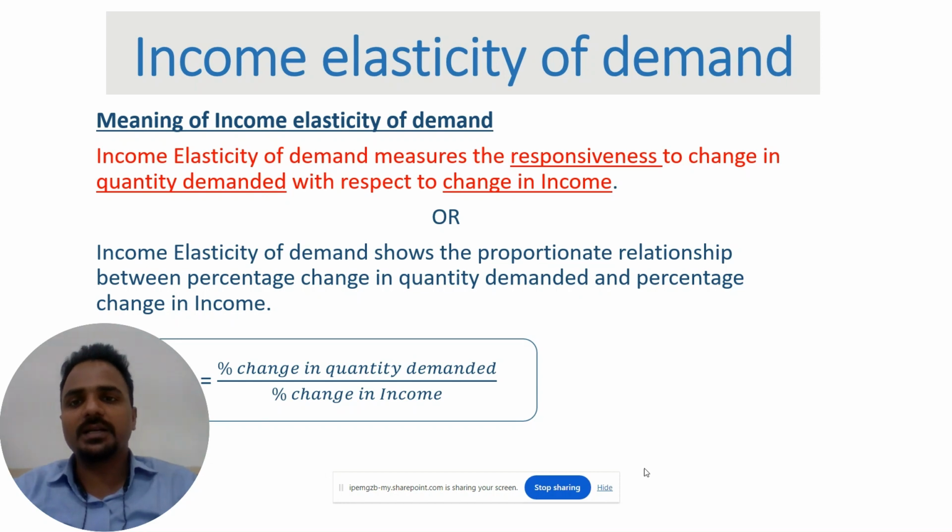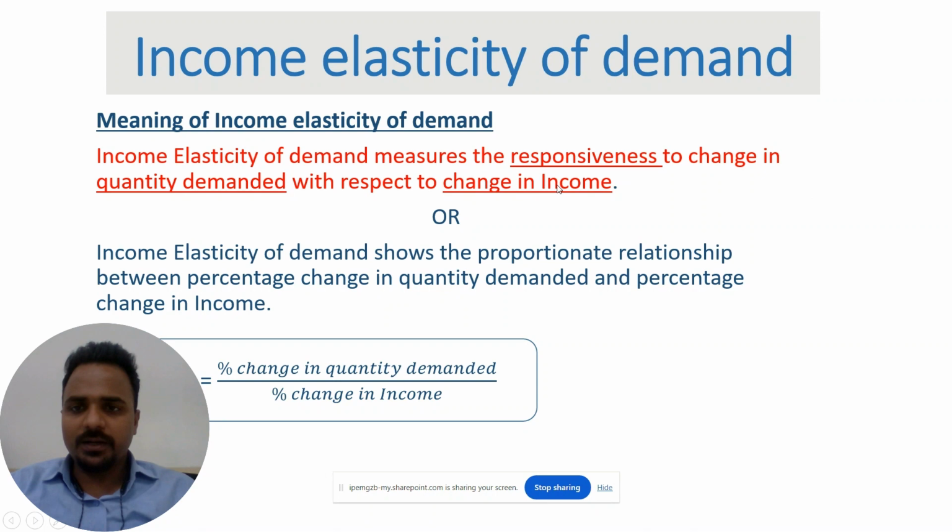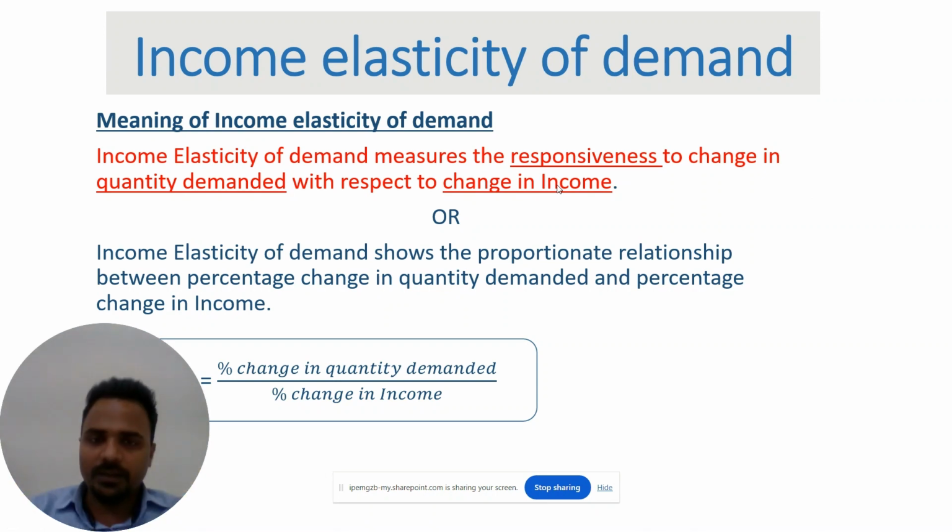Income elasticity of demand measures the responsiveness. Responsiveness means change in quantity demanded with respect to change in income. So the change here is income. We replace the word price with income. So definition-wise, both are the same, price elasticity and income elasticity. If we put the factor price, then it is called price elasticity; and if we replace price with income, it becomes income elasticity. And the formula is also the same.